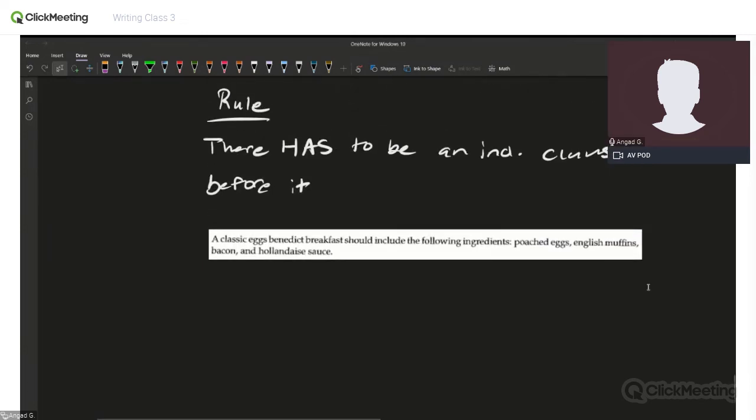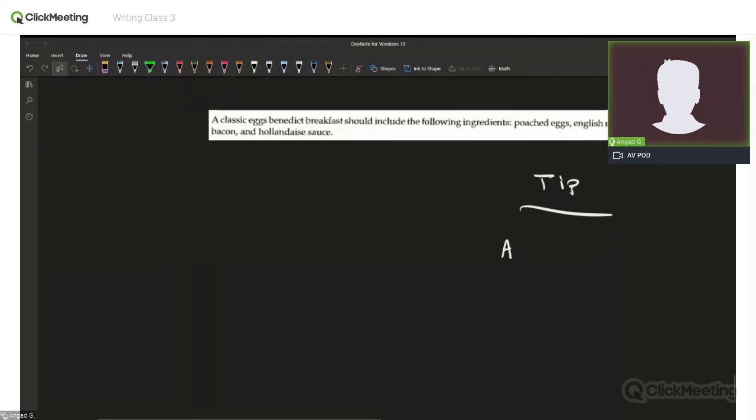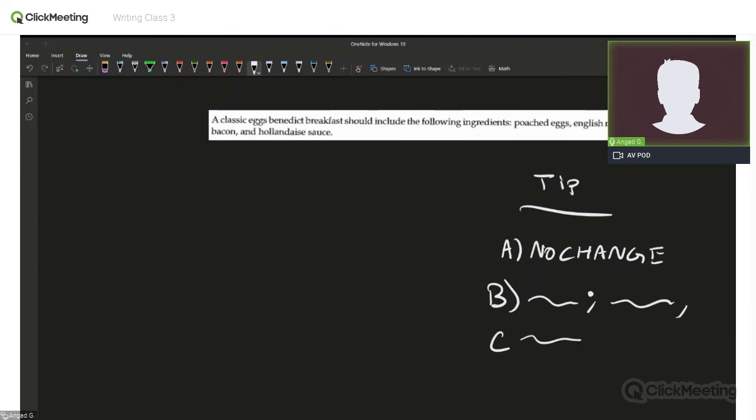All right, I'm going to give you another tip that is similar to the semicolon and period tip. Let's say we have a sentence and the choices are A, no change. B, blah blah blah, semicolon, blah blah blah, comma, let's say. C, blah blah blah, colon, blah blah blah. And D, blah blah blah, dash, blah blah blah.